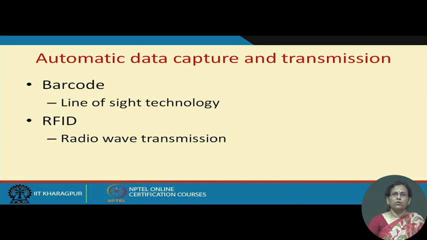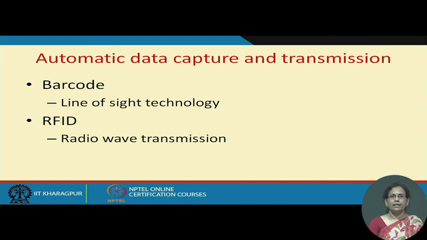Then this WMS also has to be connected with automatic data capture and transmission systems like that of barcode and RFID, where this barcode is, as we know, a line of sight technology where the barcode has to be read by a certain reading device, which has to be kept close to the item, to the barcode tag, so that this system can automatically read.